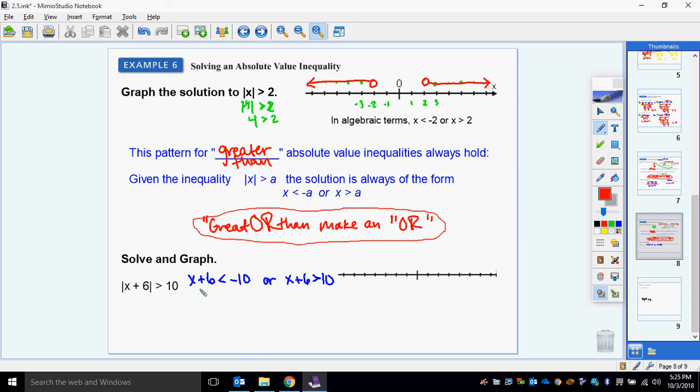So I'd subtract 6 here. Remember, an OR inequality, you treat them separately. And I get x is less than negative 16. This one I'm going to subtract 6 also. And I get x is greater than 4. Remember, ORs go out on the graph.